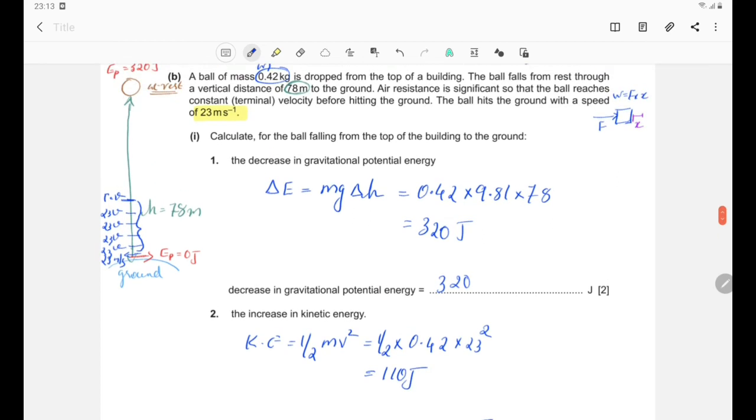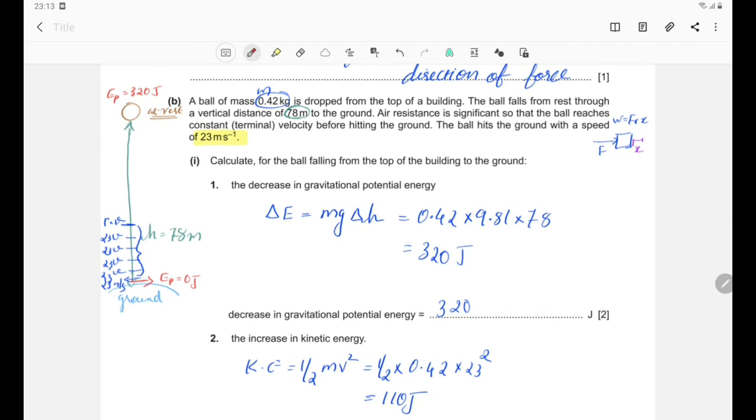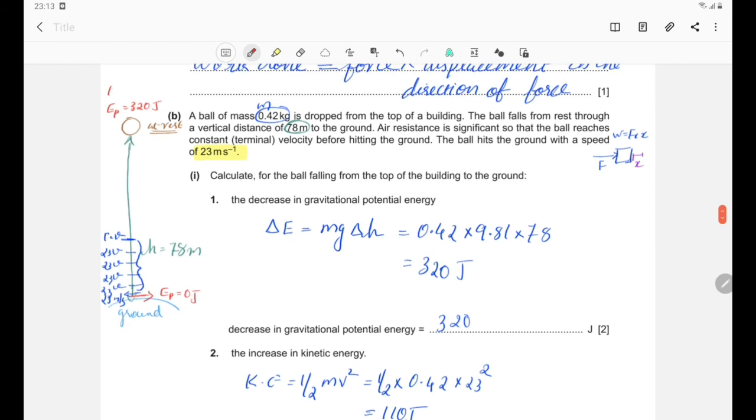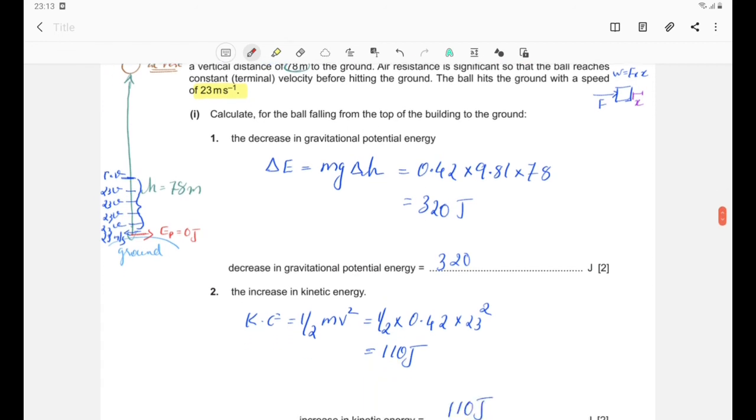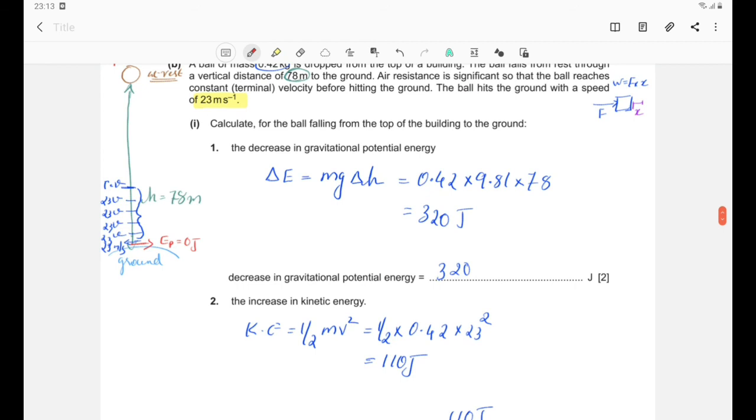So what can you understand in this figure? At the top, the potential energy was 320, but what will be its kinetic energy at the top? Since it is at rest, the velocity is 0, so the kinetic energy of the ball at the topmost height will be 0, but when it falls down, its speed will increase, so the kinetic energy will increase, and at the bottom the kinetic energy due to the speed 23 meter per second we have calculated. At the bottom its kinetic energy is 110 joule the moment it touches the ground.